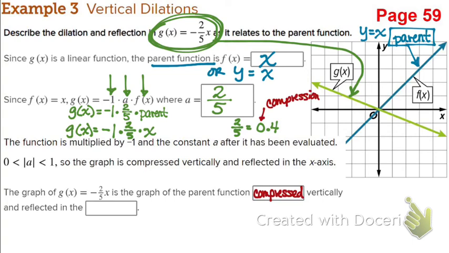And it's also been reflected. Reflected over x or over y? Over x. It's been reflected over the x-axis. That's what this -1 is doing right here. If you see a negative at the front, that is going to reflect it over x. Reflects it over the x-axis.